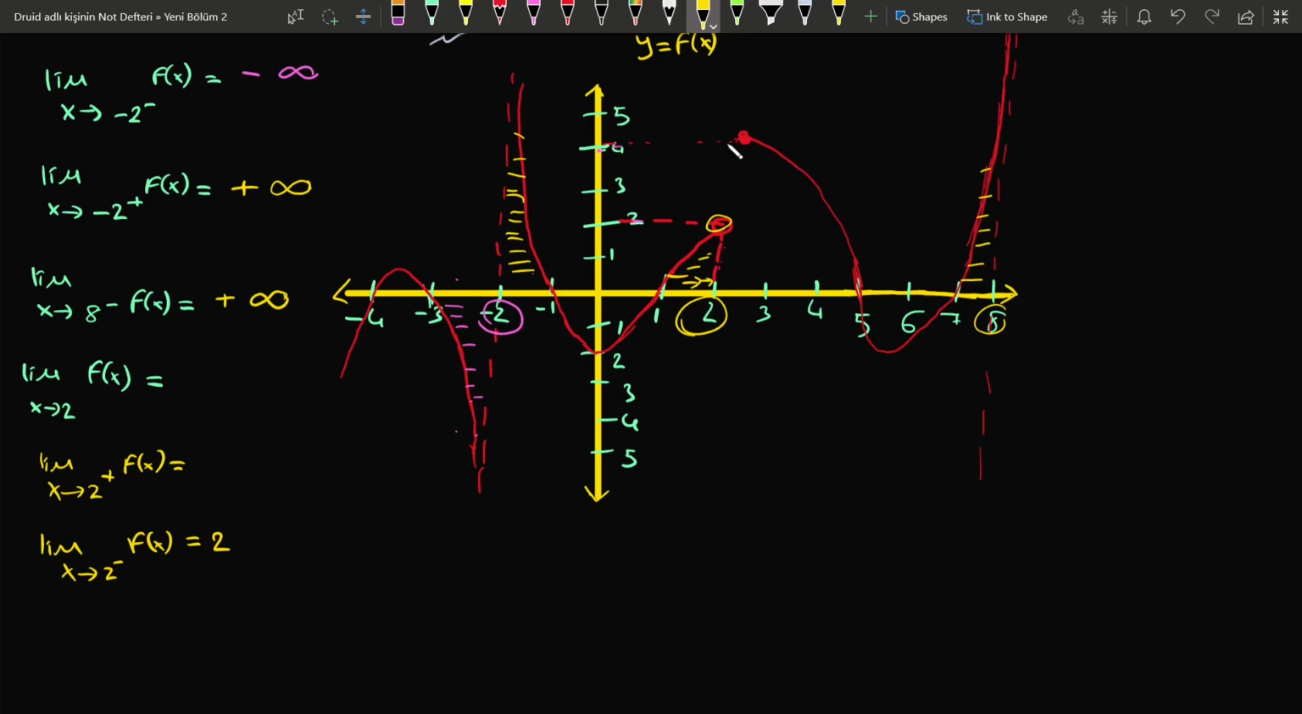And when I approach it from the right side, yellow was not a good choice, I'm seeing that the function is getting closer to 4. Therefore, since the limits from left and right are not the same, we're going to say that this limit does not exist.